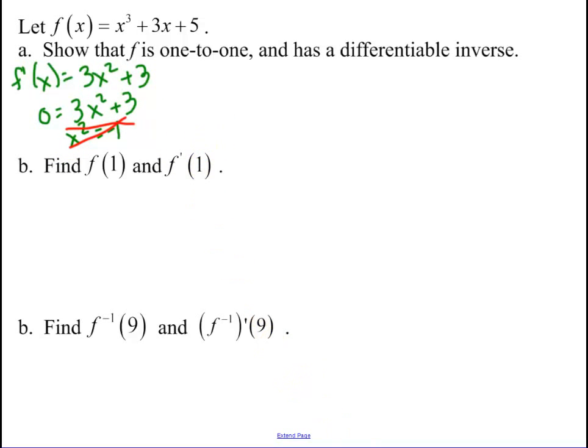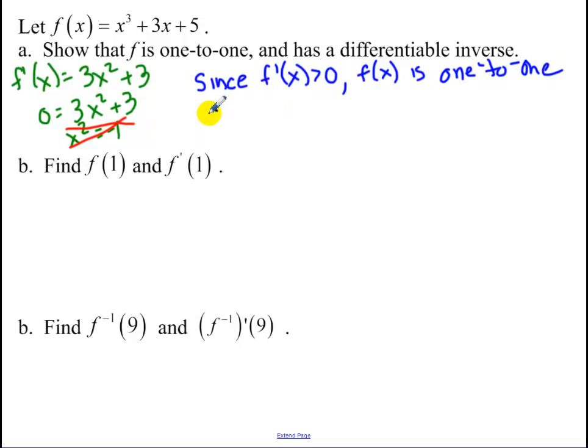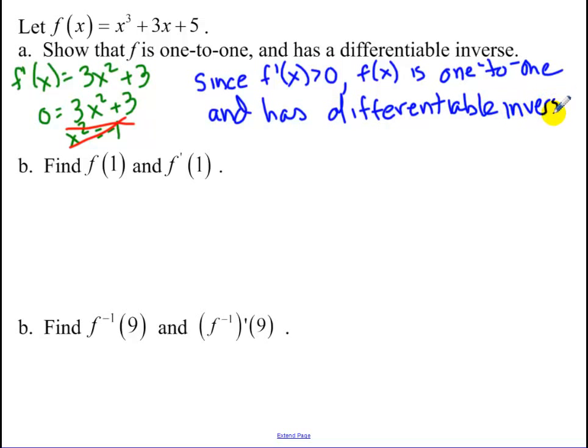So therefore, since f prime of x is greater than 0, f of x is 1 to 1 and has a differentiable inverse.